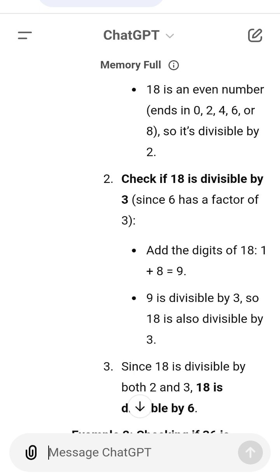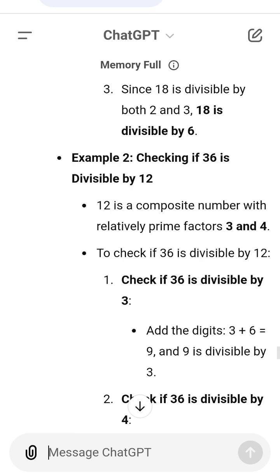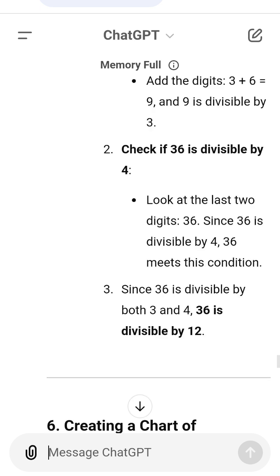8. Practice with this rule. Try using the rule on different numbers to see if they are divisible by 6, 12 or other composite numbers in the chart. Example practice problem.